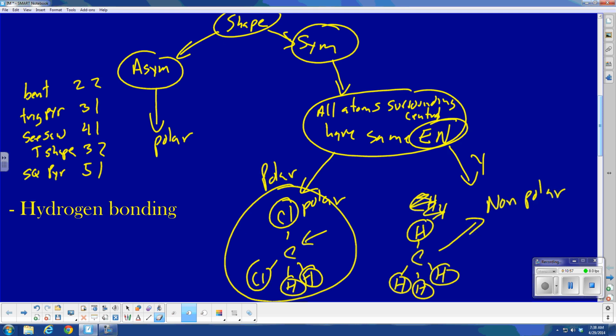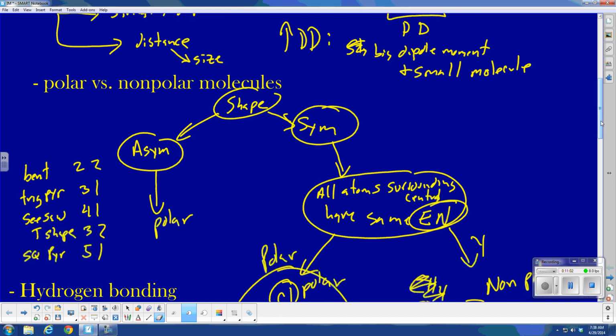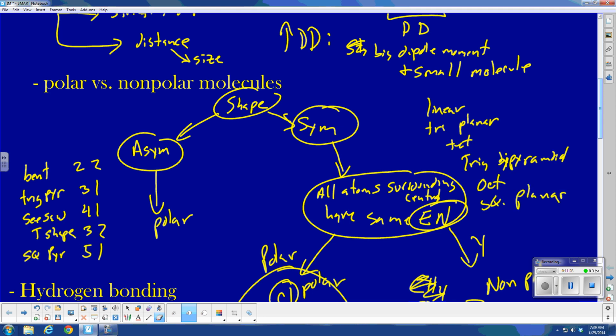What are my symmetric shapes? Linear, trigonal planar, tetrahedral, trigonal bipyramidal, octahedral, square planar. All of these are my symmetric shapes. Got it? Good. Moving on.